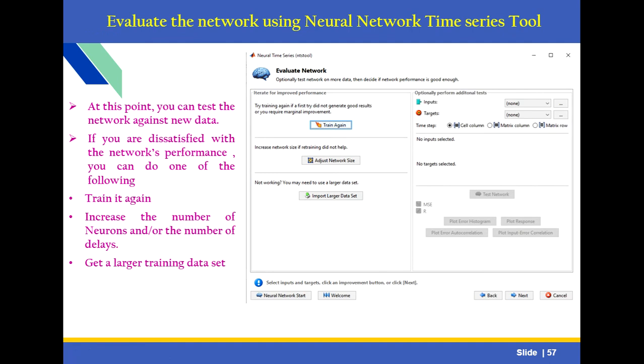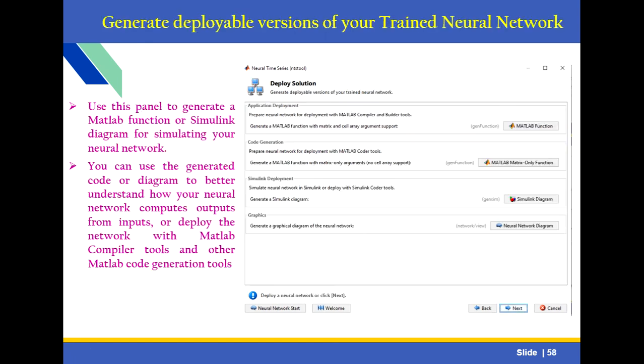The next step is to evaluate the network using the neural network time series tool. If you are not satisfied with the network performance, you can retrain again. You can adjust the network size or retrain it. Increase the number of hidden neurons and the number of delays. Also, you can use a larger training data set. Then you will get a satisfactory, accurate prediction model.